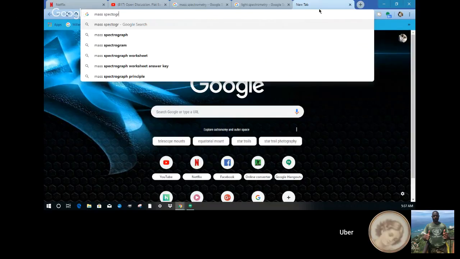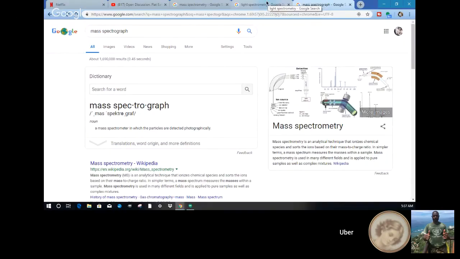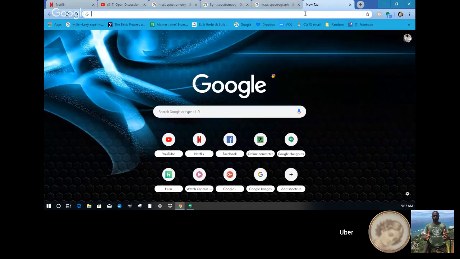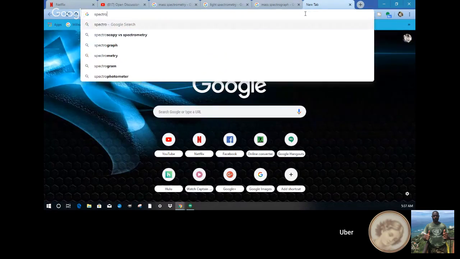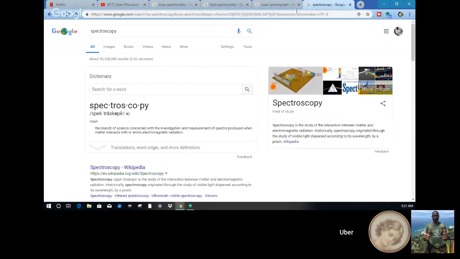Trocity. Electricity. Spectrosity. Spectrosity, yeah, that's what I'm saying. Mass spectrograph. Oh, spectrograph. Okay. And then spectroscopy. Just so they can't say that we're confused.